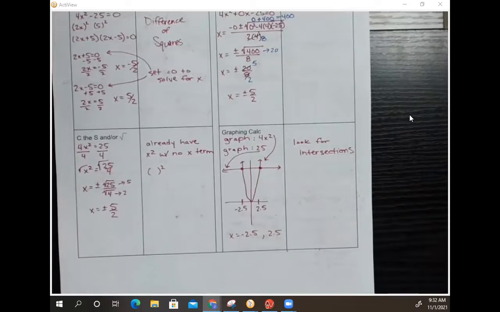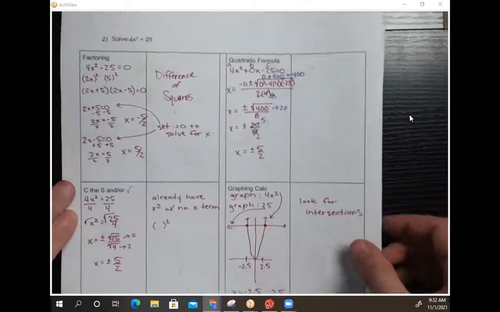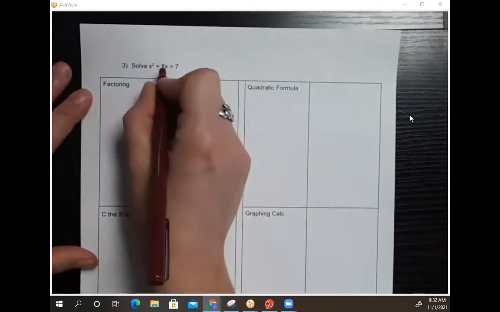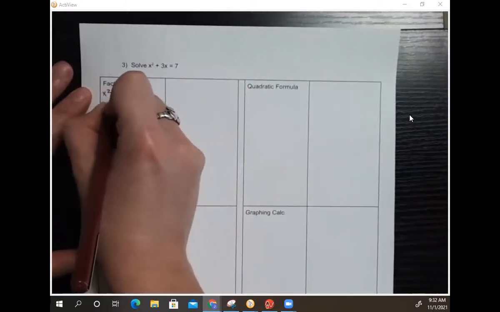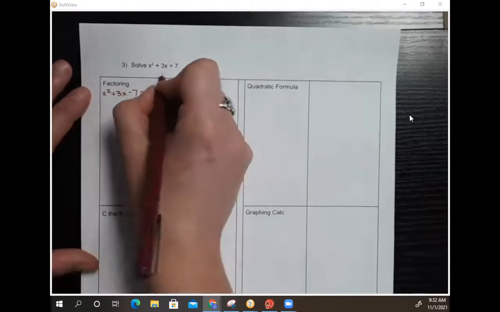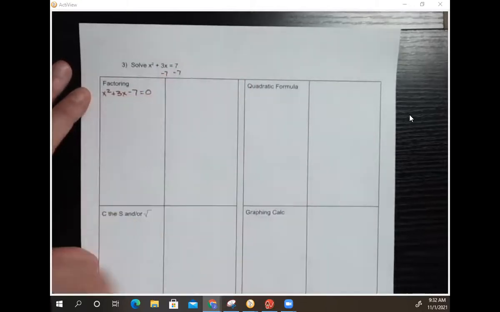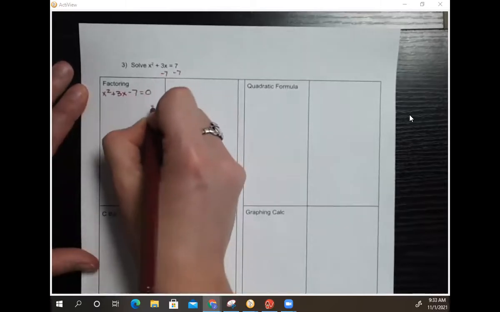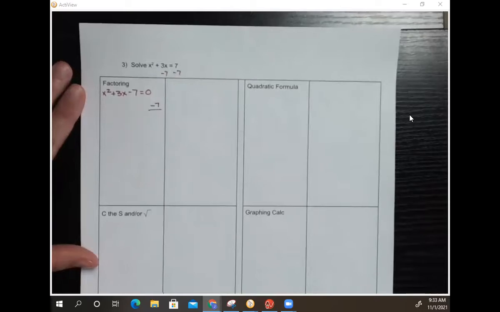Questions for me so far? Okay, we have a couple more problems that we're going to look at for today. So on the next page, number 3, same idea. We're going to start with factoring. To factor, I need standard form, so that 7's got to move over. That would give me x squared plus 3x minus 7 equals 0. I would have to subtract the 7 to move it to the outside. And now to factor, I need factors of negative 7 that would add to 3.